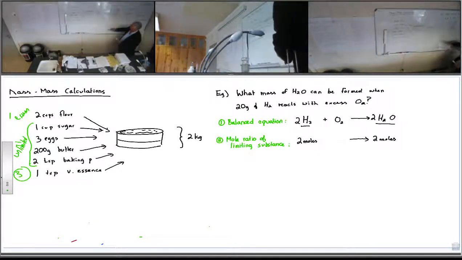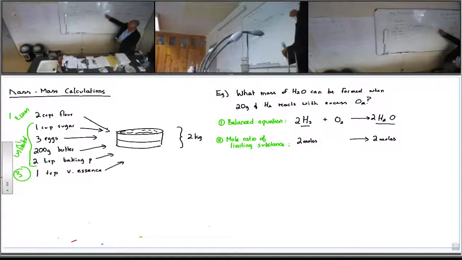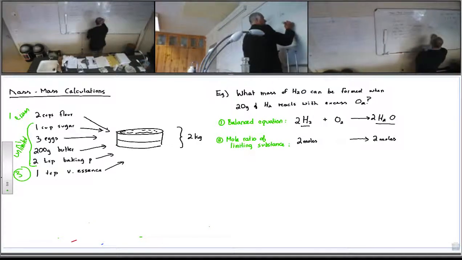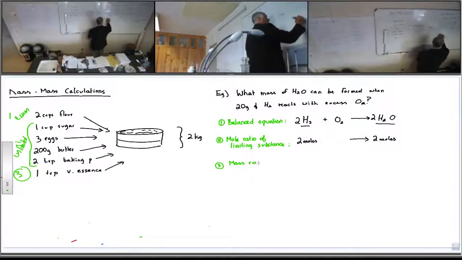Now, are we working in moles here? Or are we working in another unit? Grams. So convert moles to grams. Okay. So you're going to write down now the mass ratio of your limiting substances.